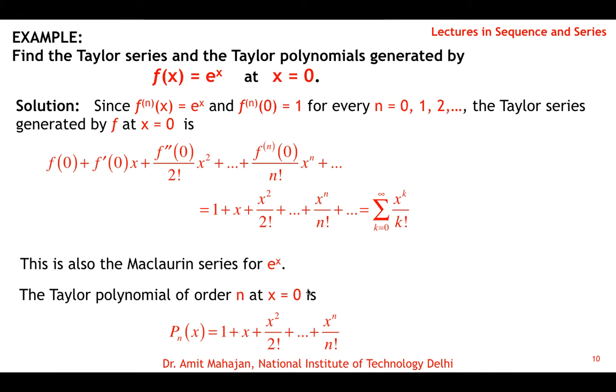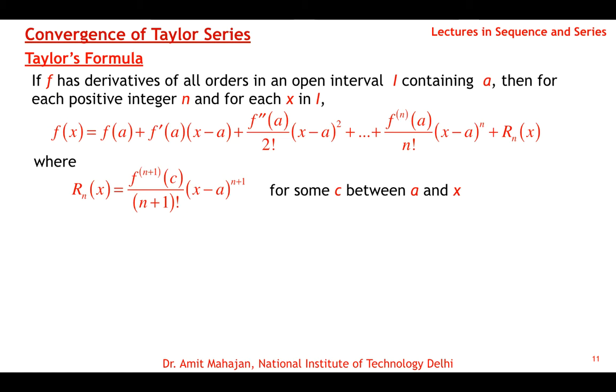Now, the two questions that I said: whether this Taylor polynomial approximates this function accurately, and whether this infinite series converges, and if it converges, whether it converges back to this function for some values of x or all values of x. So can we write the series equal to e power x or not? All these questions are answered by the convergence of Taylor series and by using Taylor's formula.